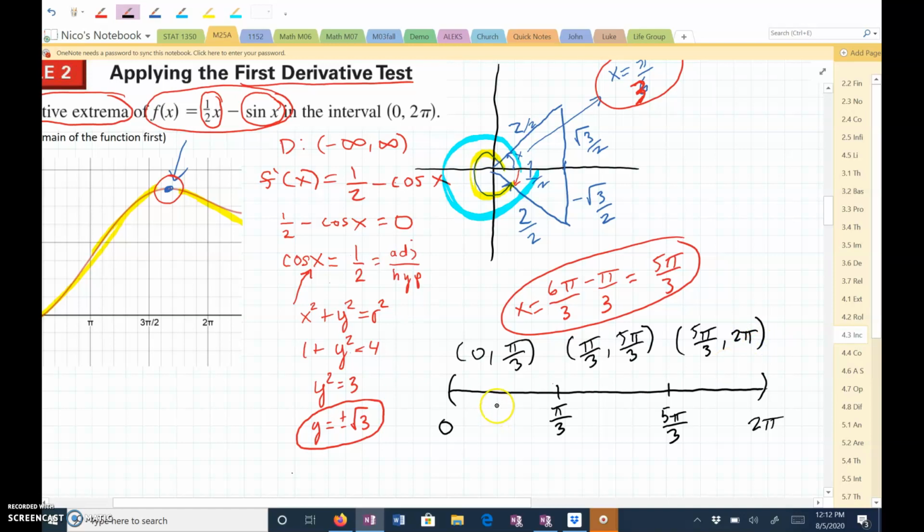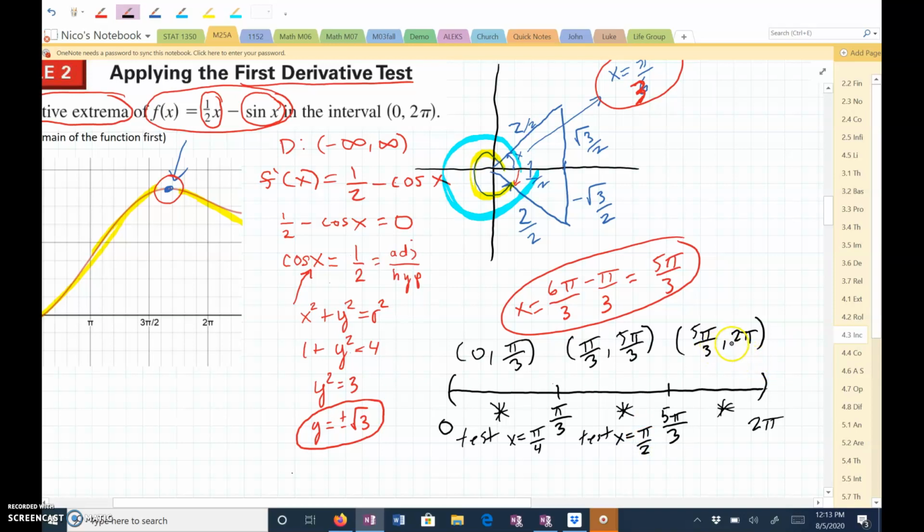So we need to test each of these intervals. So here, let's see, a point between 0 and pi over 3 would be pi fourths. Okay. Let's see, between pi thirds and 5 pi over 3, let's test pi halves.